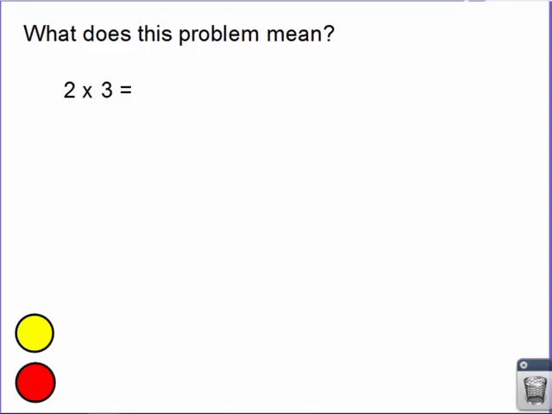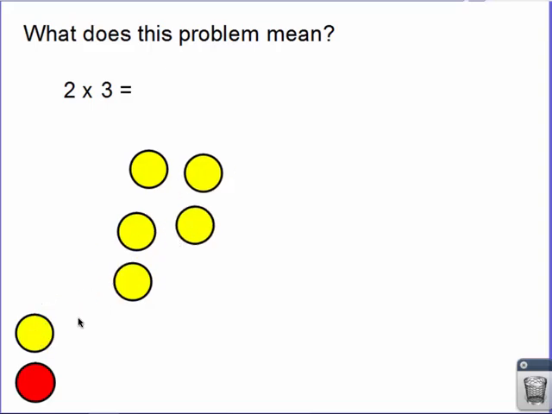In this problem, I'm asking you, what does 2 times 3 really mean? What it really means is I've got two groups of 3. Now we've also got to think about what kind of group it is. It's a positive 3, so we need two groups of positive 3. There's one group, there's the second group. So what kind of answer do we have? Positive 6. So a positive times a positive gives us a positive.